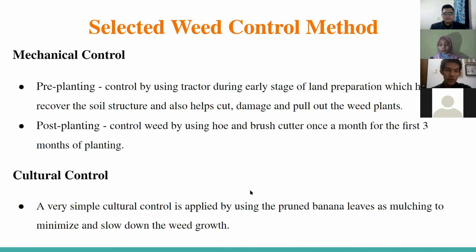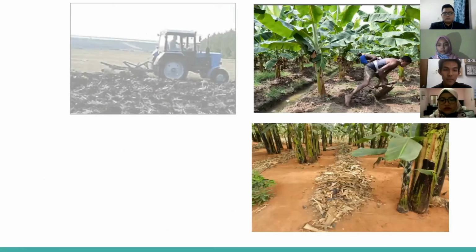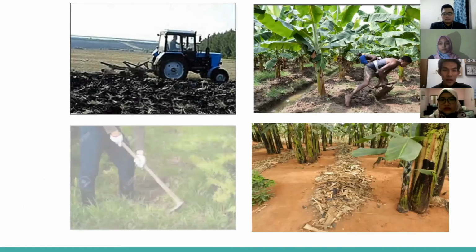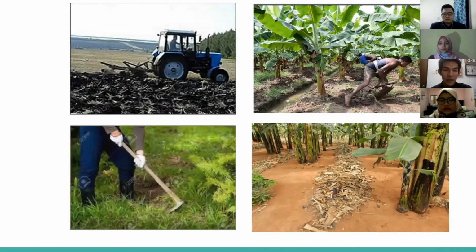So for the cultural control, a very simple cultural weed control is applied by using pruned banana leaves as mulching after the pruning activity to minimize and slow down the weed growth. This method can also help improve the soil fertility and help conserve the soil moisture. So next slide. And this is the example of the mechanical control and also the cultural control in the banana farm. So next.